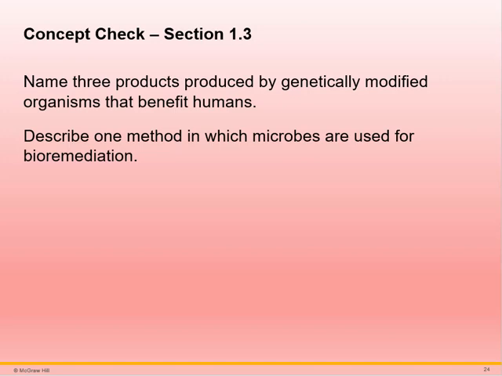So describe one method in which microbes are used for bioremediation. Spraying oil spills with bacteria that digest oil would be one, and spraying toxic waste dumps, Superfund sites, with microbes that will remove toxins from the soil. Those would be a couple of examples.